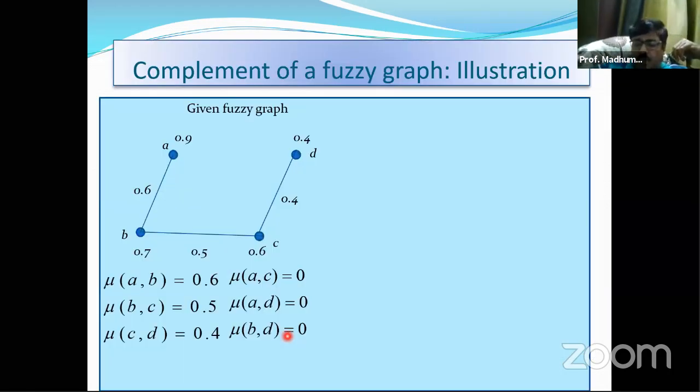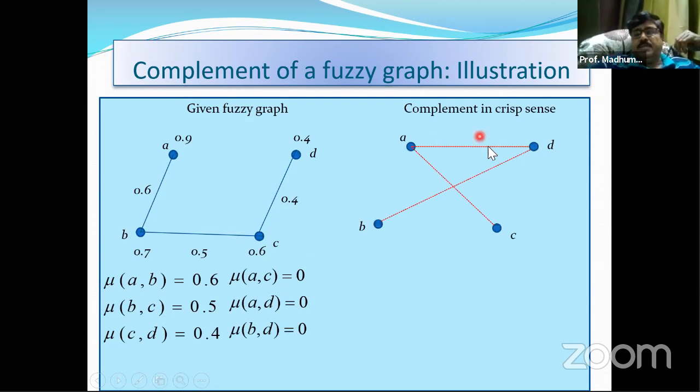So to illustrate or explain the complement, we consider this example. This is a graph containing 4 vertices, and these are the membership values associated with the edges. And this is the complement in the crisp sense. See that there is an edge between the vertices A and B in the original graph. This is the original graph. This is the complemented graph. So there is an edge between A and B, so there is no edge in the complemented graph.